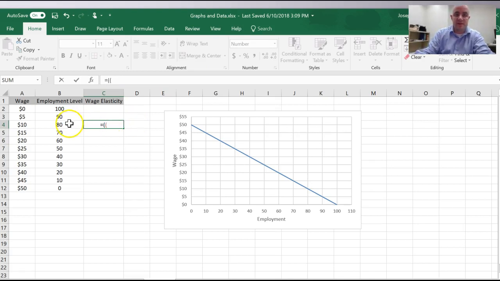So it's going to be 80 minus 90, and that's your actual change. To get the percentage change, just divide it by the original. So there's your percentage change in employment, and your percentage change in the wage is going to be new minus old divided by old. So what does it go up by percentage-wise?